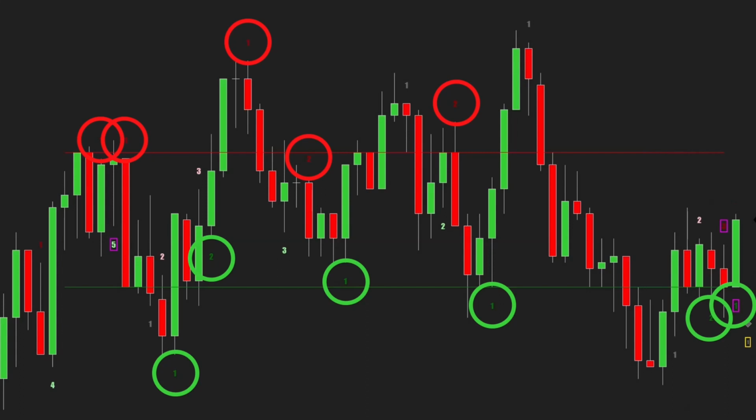Using this indicator will not guarantee profits, but it will help identify trading ranges so you can focus on reaching your trading goals.